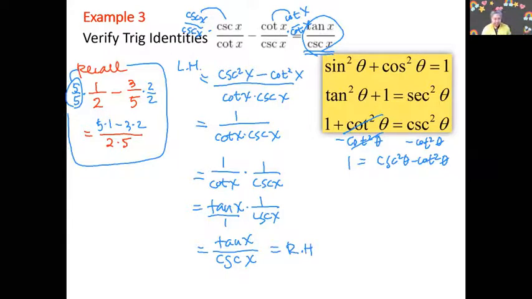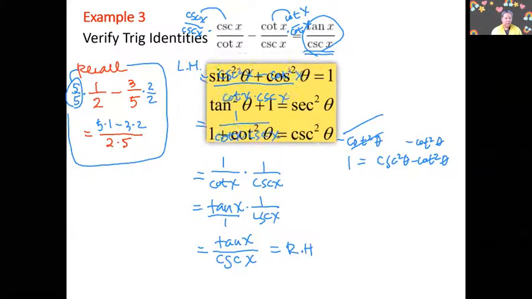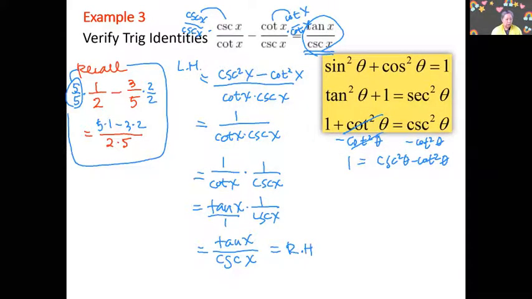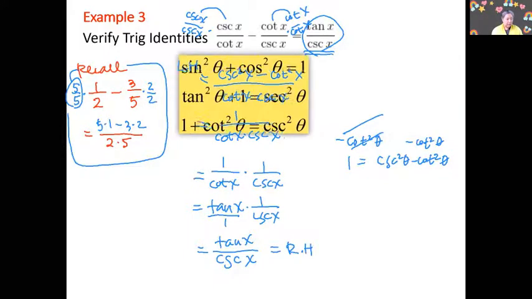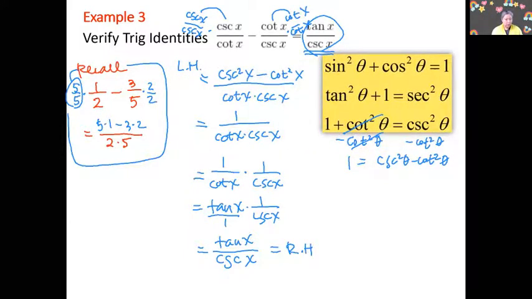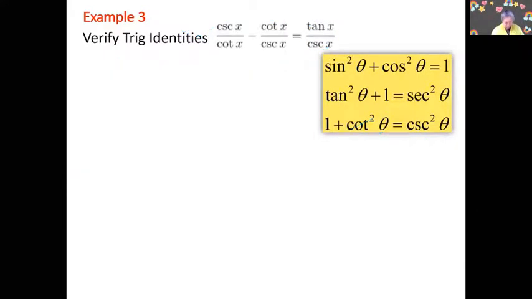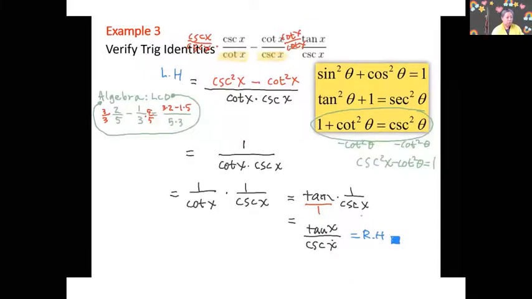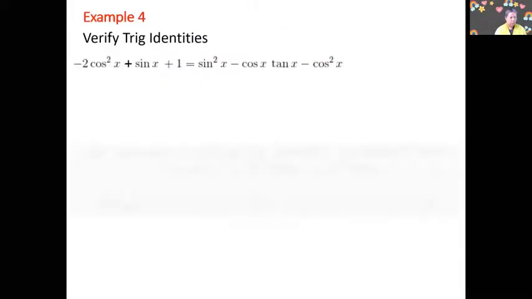Cool. Any questions? So this is really important, that you utilize this Pythagorean theorem, okay? Then as usual, once you move to the next page, it will come with all these steps, okay? Then example number 4.